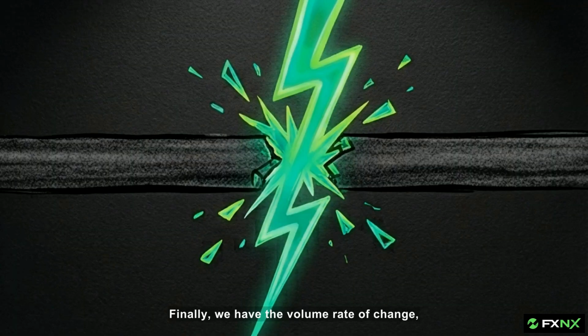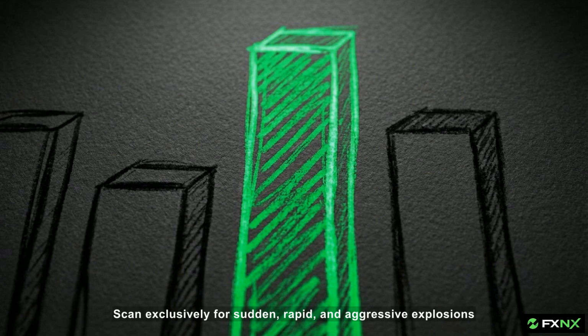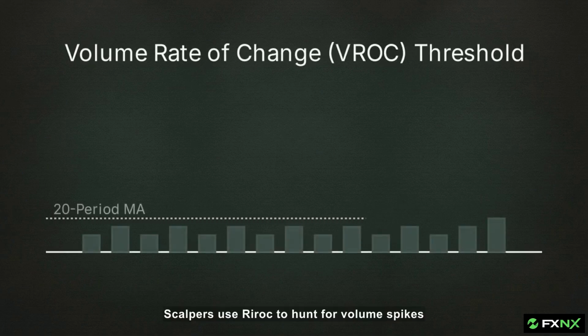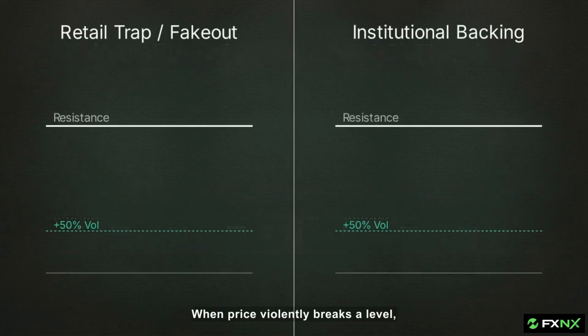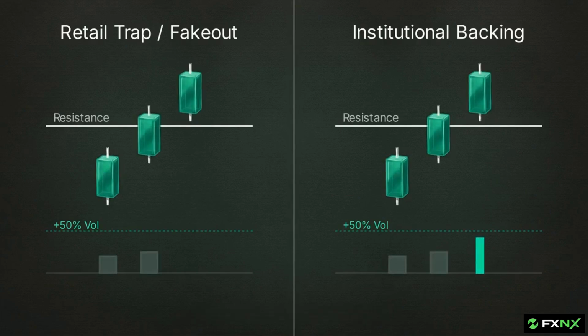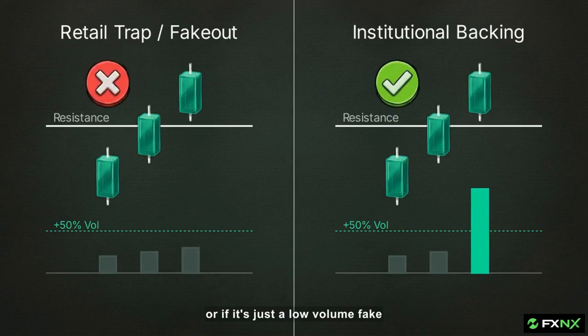Finally, we have the volume rate of change, the breakout radar. VROC abandons smoothing completely. It does one thing: scan exclusively for sudden, rapid, and aggressive explosions in volume. The operational rule is simple. Scalpers use VROC to hunt for volume spikes that exceed a 50% threshold compared to the recent moving average. When price violently breaks a level, a VROC spike instantly confirms whether that move has actual institutional backing, or if it's just a low-volume fakeout.